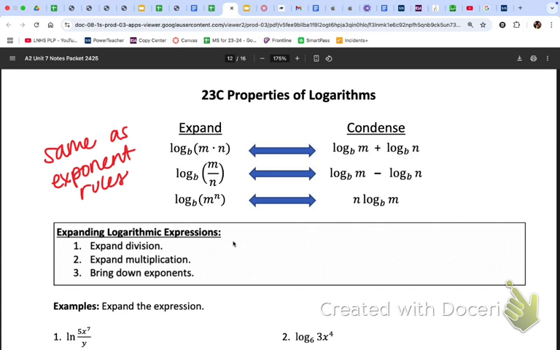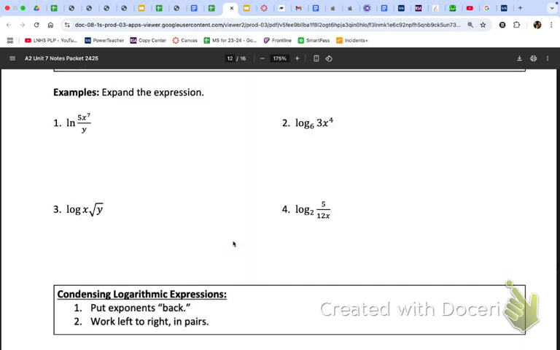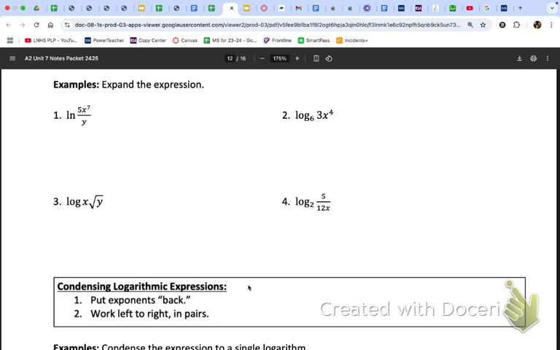Let's roll. Okay. Here's what it says, our 3 steps here. If you see division, you expand that first, then multiplication, then bring down the exponents. I'm just going to start doing it, and I think you're going to catch on very quickly. So same as the exponent rules. Multiplication, you add. Division, subtract. Power to power, multiply, or bring it out in front. It says expand the expression.